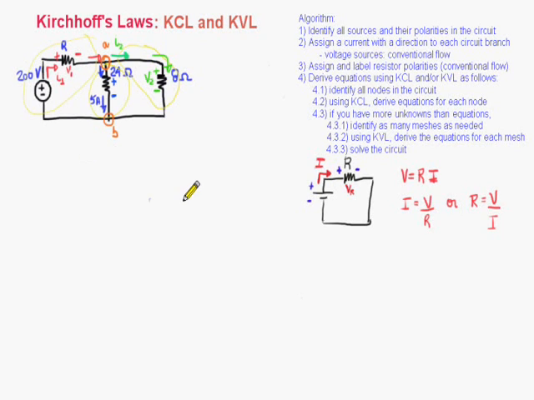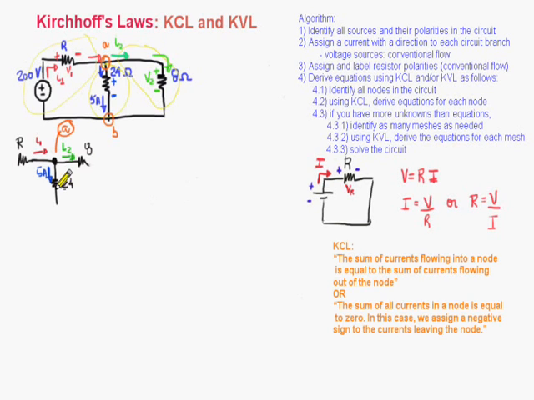Now I'm going to use KCL and derive equations for each node. Here we have our node A. I just wrote it down here so we can better see the currents that are flowing into node A and flowing out of node A.